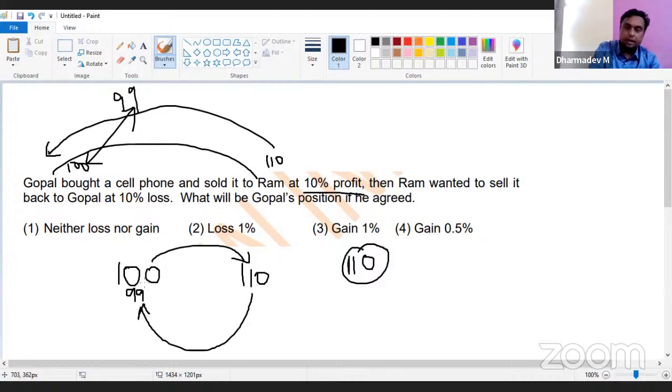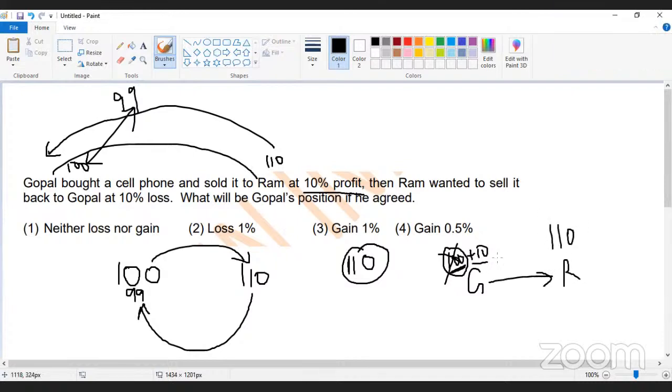So from that 110, how much is he making? If they're talking about the value, then 110 is the money Gopal right now has. Is it yes or no? See, Gopal bought it for 100. He's getting an additional 10 rupees. So this is his profit. So Gopal gave 100 and he's buying it back. So he got back his 100 rupees and 10 rupees more with him. So now Ram got it for 110. Already he's having 10 more.